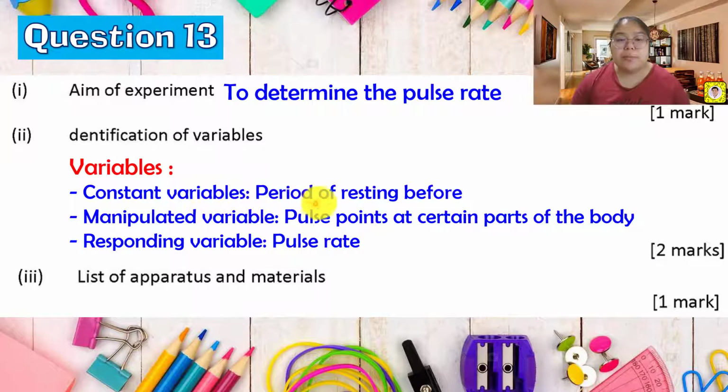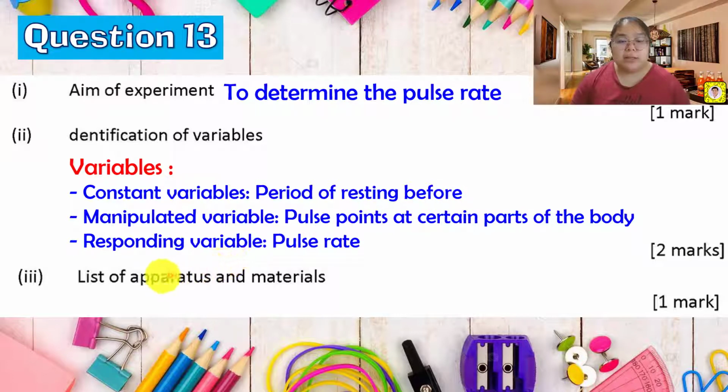Constant variable, the period of resting before. You can say how many minutes of rest earlier. You also can say the constant variable is the period you want to check the pulse rate. Maybe you set 1 minute. Then you go to check. You can say before, you can say checking. Pulse rate of checking.